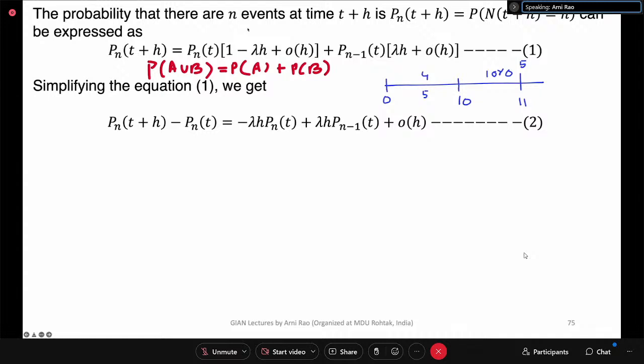So you simplify that equation: P_n(t) multiplied by 1 and P_n(t) multiplied by minus lambda h. P_n(t) in order, this is ignored. P_{n-1}(t) lambda h, P_{n-1}(t) lambda h, and order of h. So all together we can write 1 order of h, that's enough. So all terms are here.